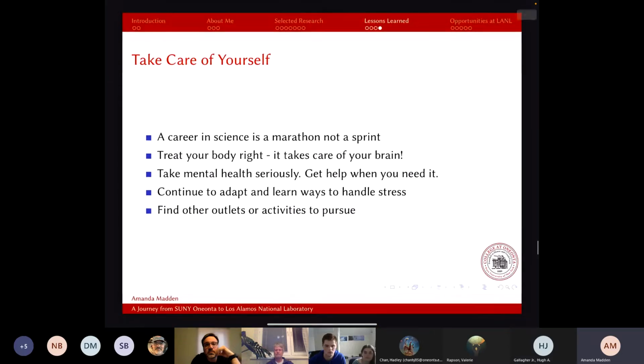This is another one I wanted to kind of harp on. Take care of yourself. A career in science is a marathon. It is not a sprint. Part of that is treating your body right. Your body takes care of your brain. I mean, there have also been pretty big ideas that have come to me while I was on a run, just getting away from the computer for a little bit and letting my brain have time to relax.